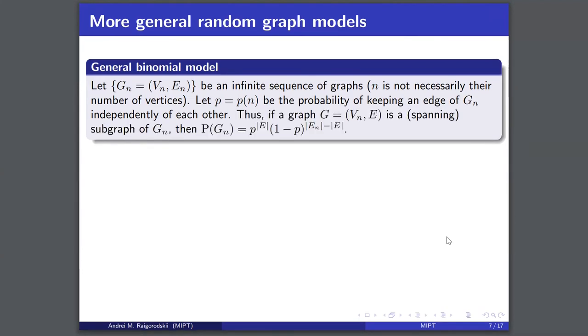So if you take a graph on the same set of vertices, but with some other set of edges, let me write it down on the whiteboard. I mean that we have this graph, and we have its subgraph. Do you see the difference? So E, of course, is a subset of E sub n. And such a graph is called a spanning subgraph of G sub n.